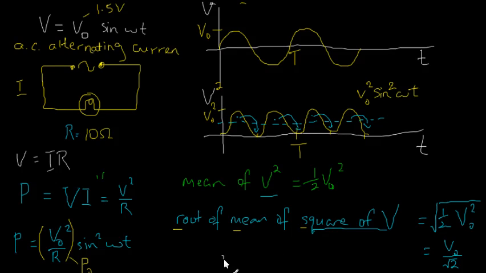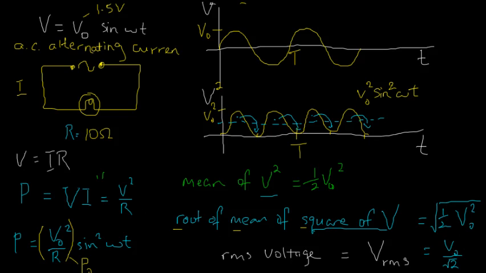So this is the R. Let's say the RMS voltage. And as a symbol, it might be written as V with the subscript RMS. So VRMS is equal to the peak voltage V0 divided by root 2.